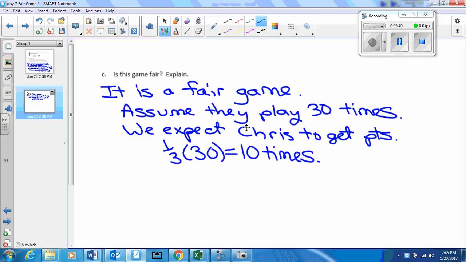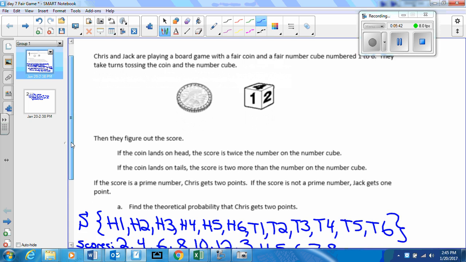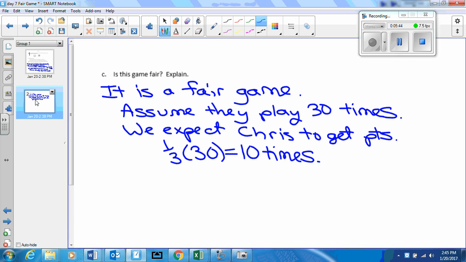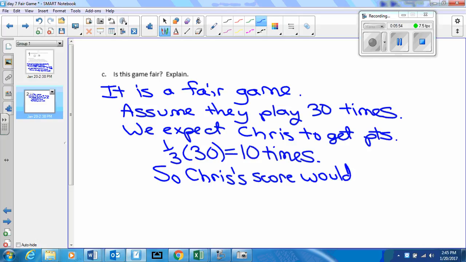Every time Chris gets points, remember, he actually doesn't get 1 point, he gets 2 points. So Chris's score would be 10 times 2, or 20 points.